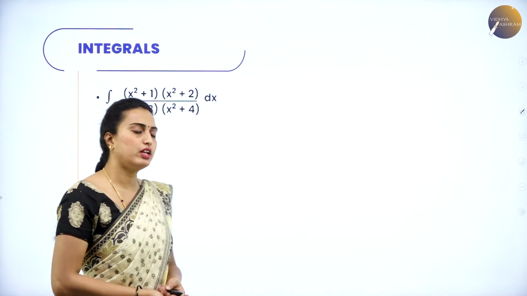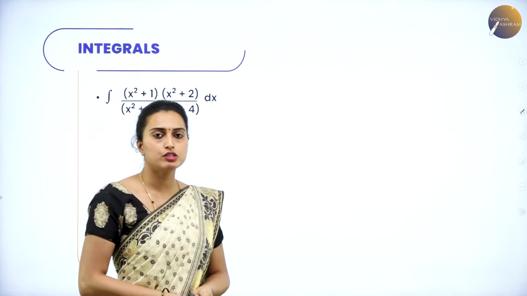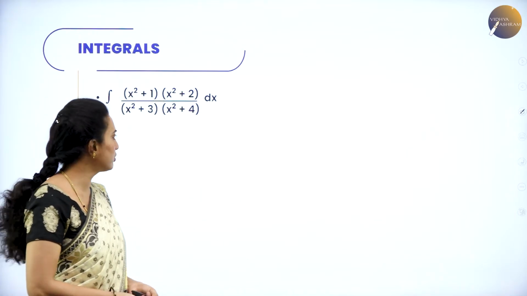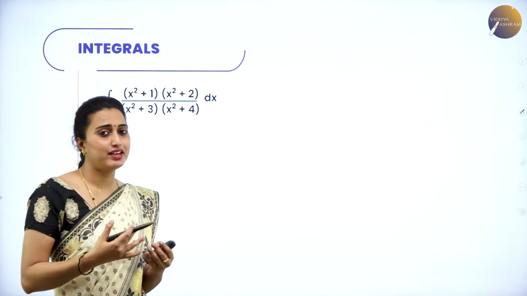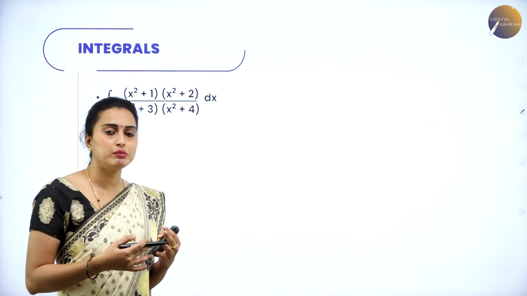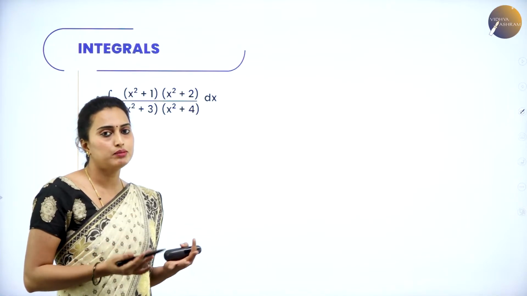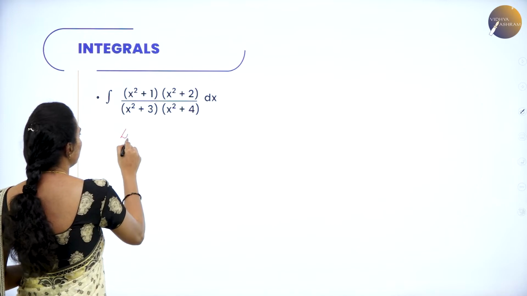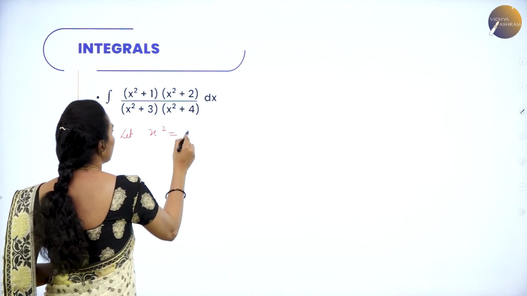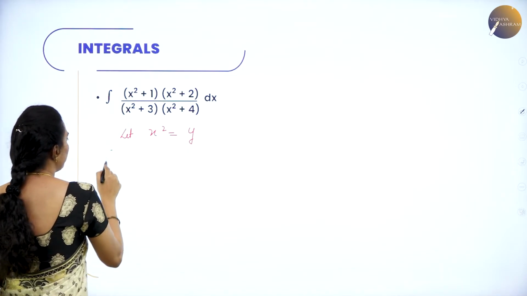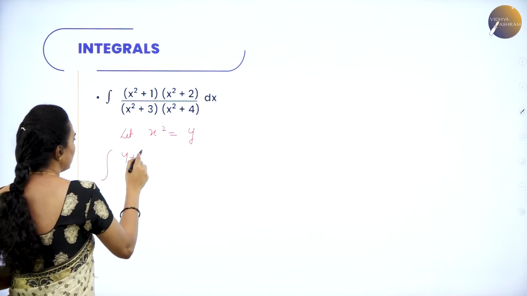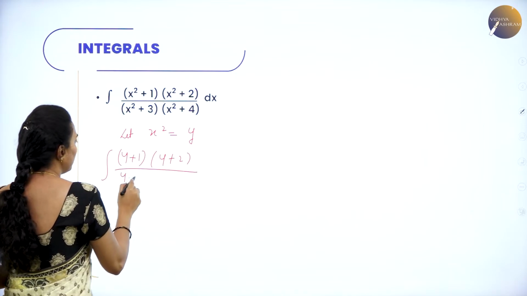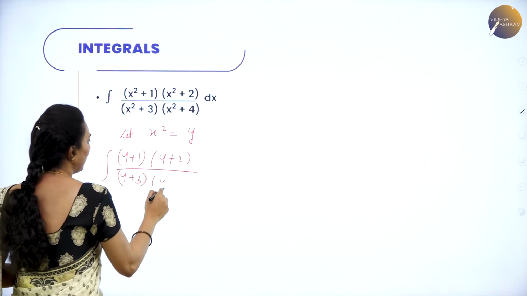Now we'll be moving on to the next problem. Integrate x squared plus 1 into x squared plus 2 divided by x squared plus 3 into x squared plus 4 into dx. Here x squared is repeating more, so let me take x squared is equal to y. If you take x squared is equal to y, let me put that y plus 1 into y plus 2 divided by y plus 3 into y plus 4.